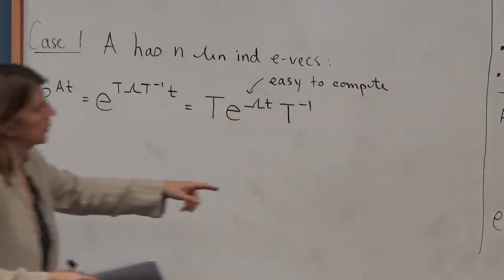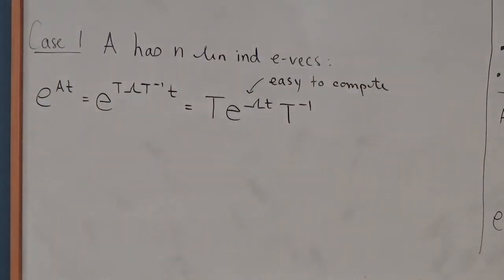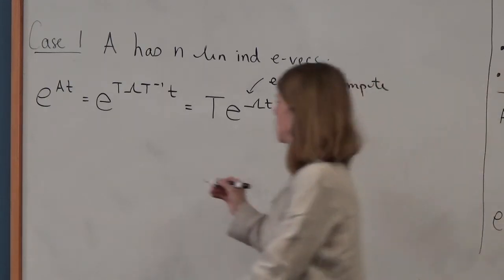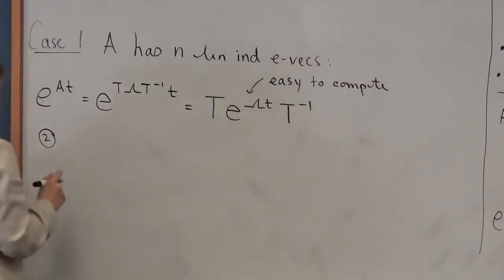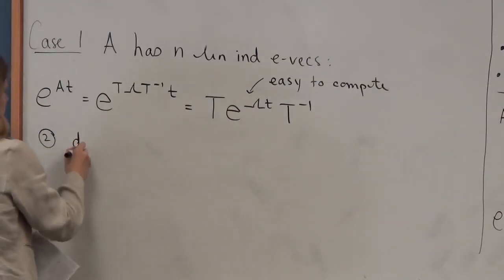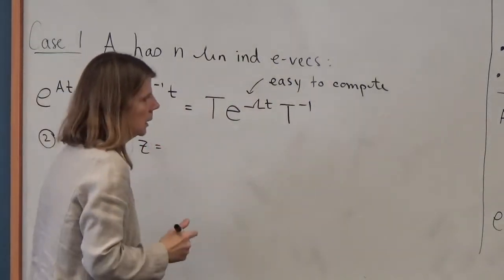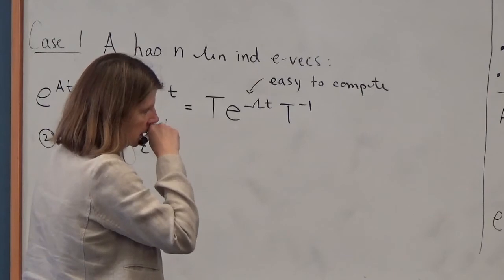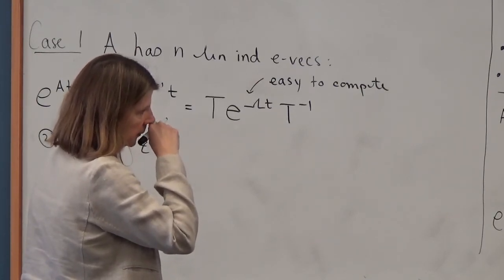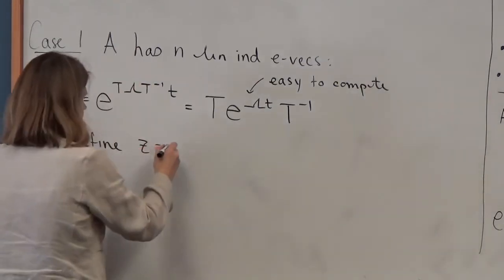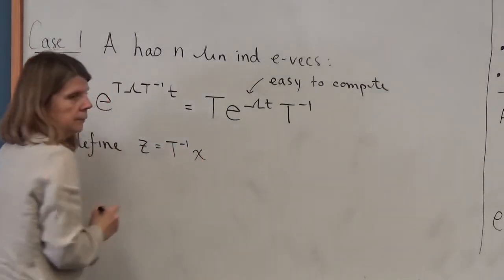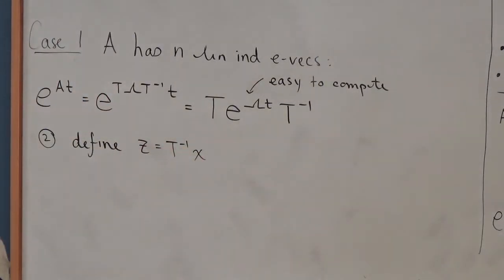So that was the first thing we could have done, or we could have done another thing. We could have looked at that system and said, aha, I'm not going to go to e to the At for now. I'm going to define a state transformation. My state transformation defines a new state z, which is equal to T inverse x. So to verify, we're doing two different ways to calculate the matrix.